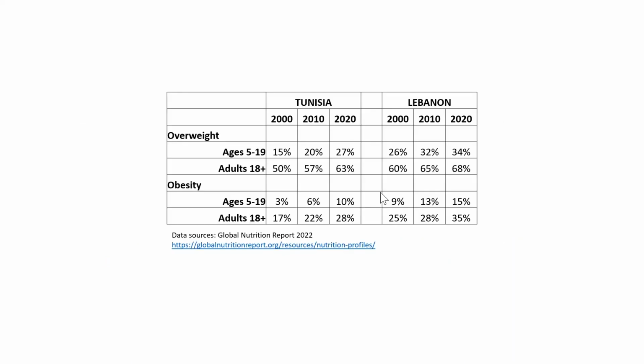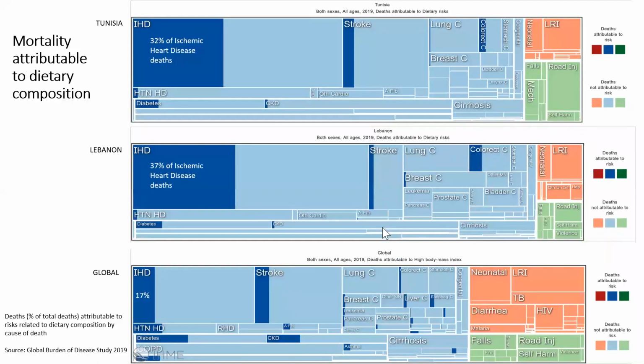There's been an increase in the overweight and obesity rates in Lebanon and Tunisia, and by substantive rates, especially for children, as you can see in these graphs. And then to conclude, you have also the impact on mortality attributable to dietary composition. This data is from the Global Burden of Disease study, which shows that basically a third of ischemic heart disease deaths are attributable to dietary composition in Tunisia and Lebanon, which is a very high rate, as you can see, compared to the global incidence.